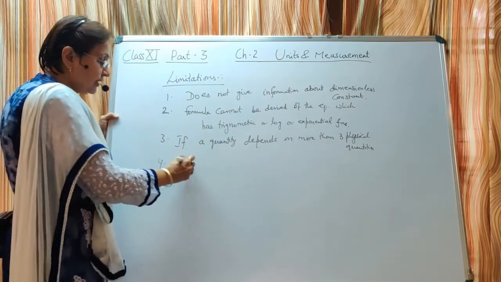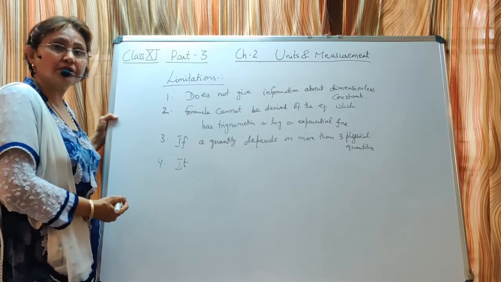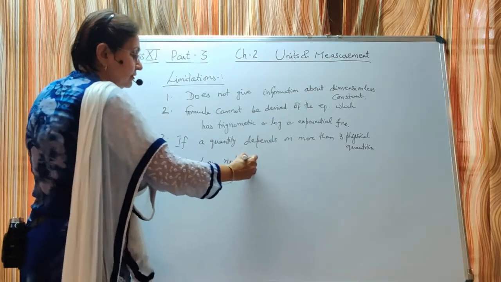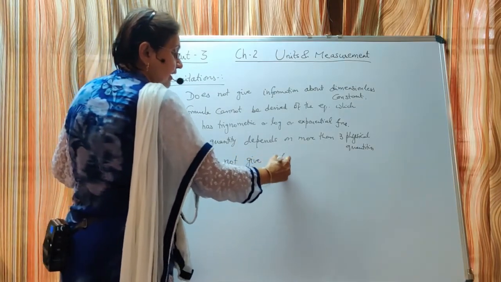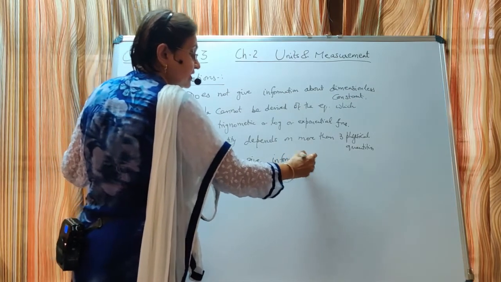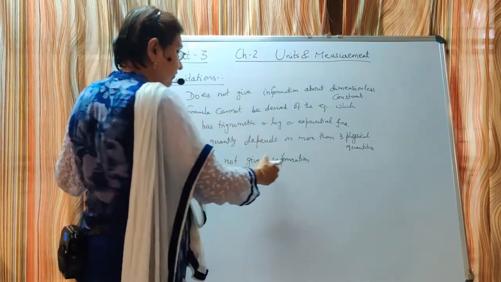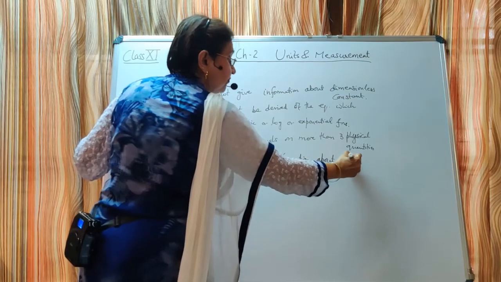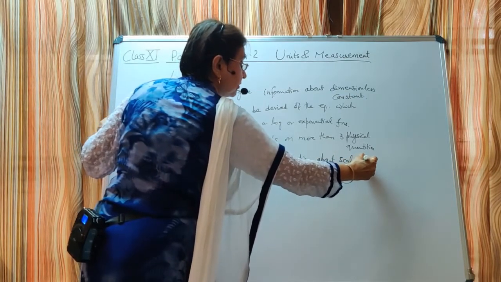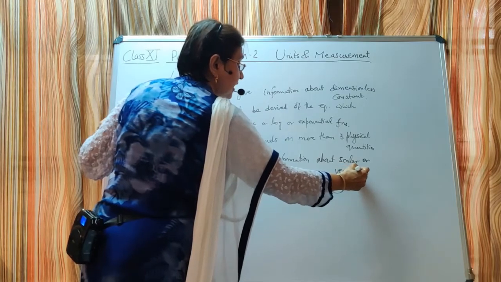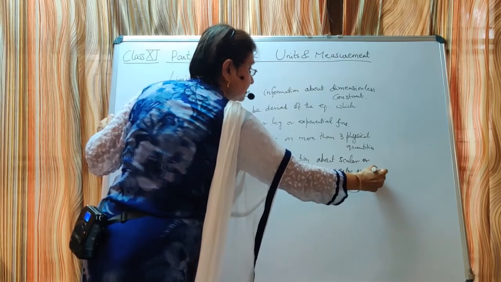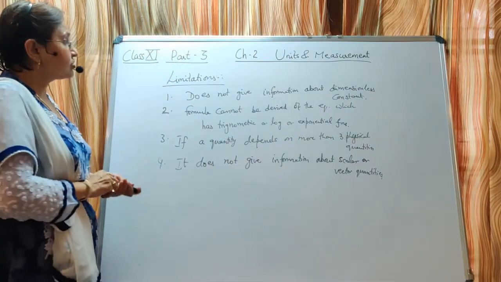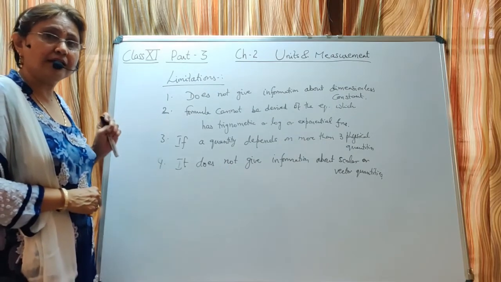Also, it does not give any information about scalar or vector quantities, that is, whether the quantity is a scalar quantity or a vector quantity. What are scalar quantities? Those which have only magnitude, and vector quantities are those which have magnitude as well as direction. So it doesn't give any information about scalar or vector quantities. So these are some of the limitations of dimensional analysis.